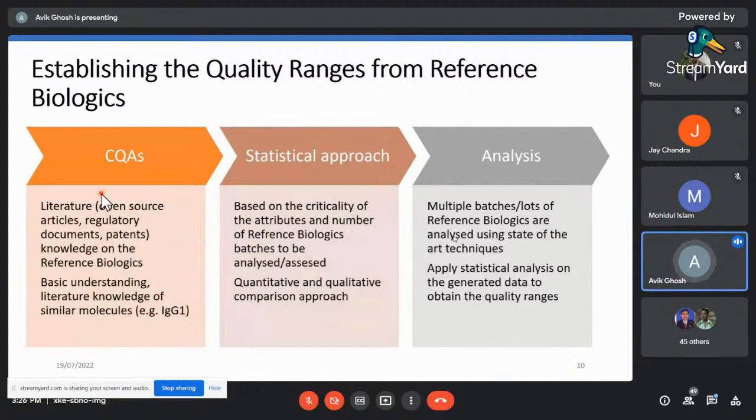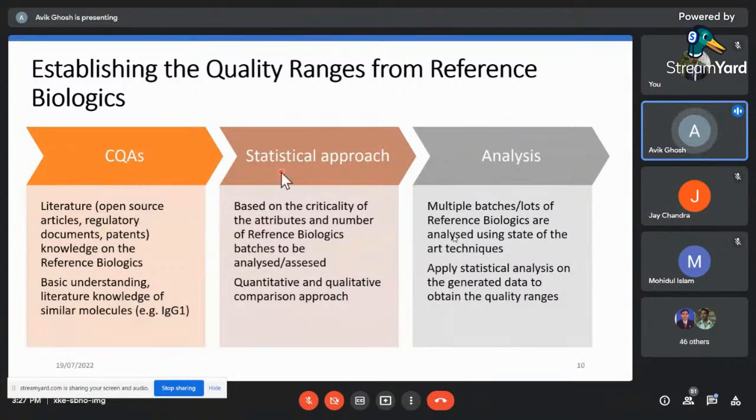Generally, when you start a development, you would have literature available, like open source articles and regulatory documents on the reference biologic. Also, you can have literature available on similar molecules like IgG1. Say you are making a biosimilar which is an IgG1, there might be information available on other IgG1 products. You can use that information, because most of the time, other than the exact binding CDR or the functions, the general properties may remain the same. So that information can be used judiciously, I would say. That is the first part, to understand the critical quality attributes.